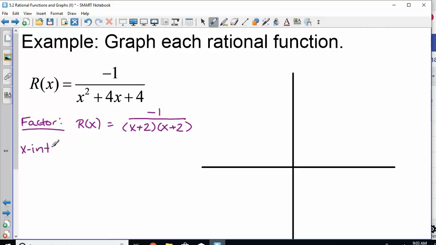An x-intercept. How do you find an x-intercept? Yep. Y equals 0. So that's like your R of x. If you set a fraction equal to 0, the first thing you're probably going to do is get rid of the fraction, right? If I multiply my denominator over, what's 0 times anything? 0. So I just get 0 equals -1, so what does that tell me? None. 0 can't equal -1, so in this case there is no x-intercept.